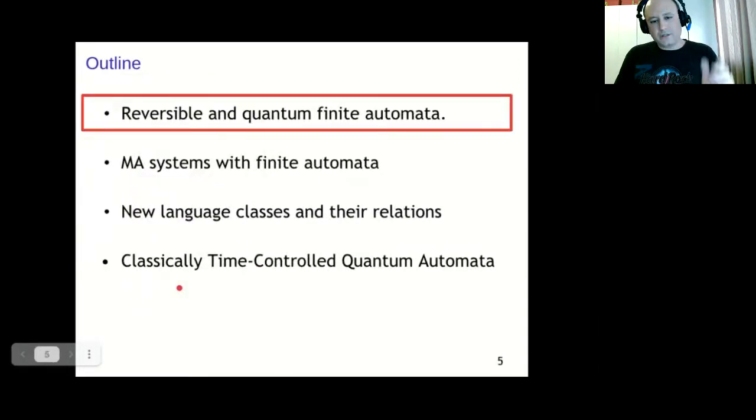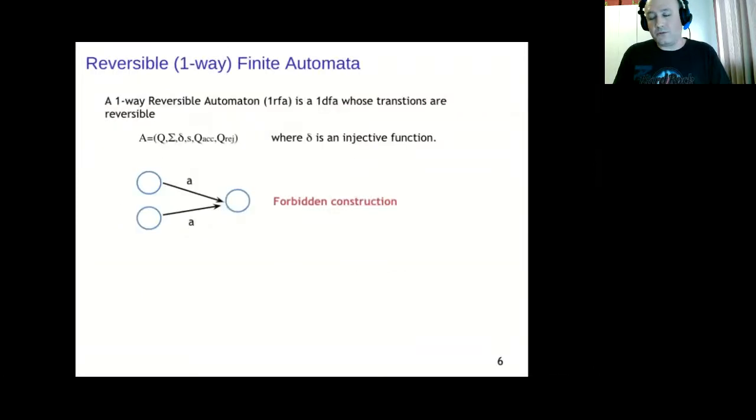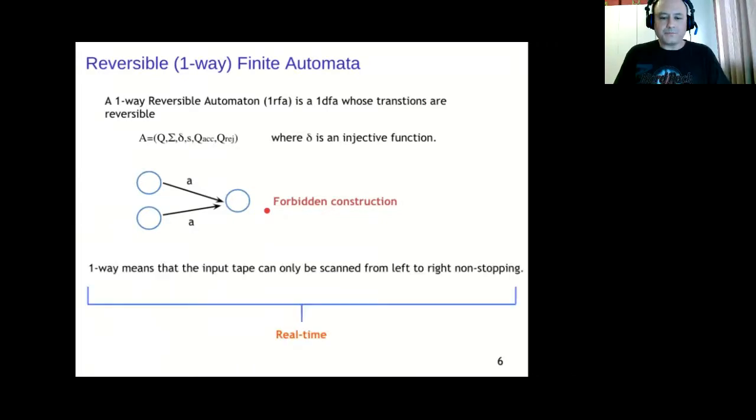First, let me start by defining what a reversible automaton is, and what a quantum automaton is, right? Here we have the classical definition of a finite state automaton. The only restriction is that now we have a forbidden construction. We don't allow transitions like this, right? Because what you want to do is to reverse the computation, right? So if I'm in this state, I don't know from which state I came, if it was from this one or this one. So this I cannot allow in my construction of a reversible finite automaton.